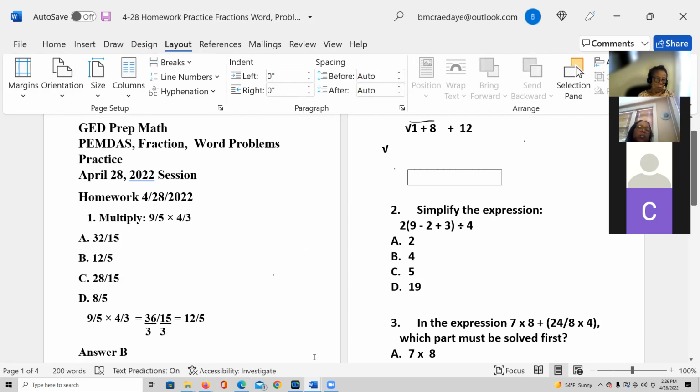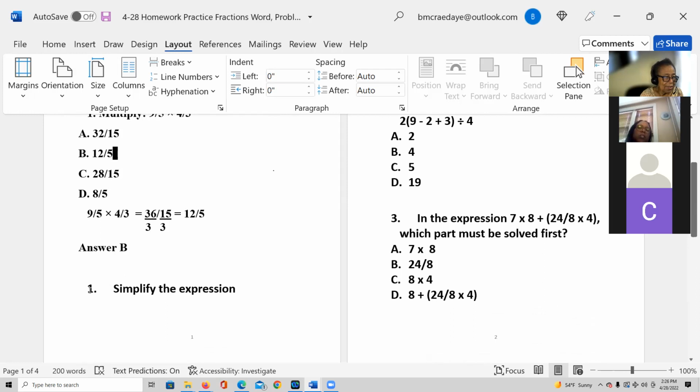Any questions on multiplication of fractions? Straightforward. Multiply the top numbers, which are the numerators, multiply the bottom numbers, which are the denominators, and simplify if necessary. Because sometimes after you do that operation, it's already simplified. Okay. So that was number 1.